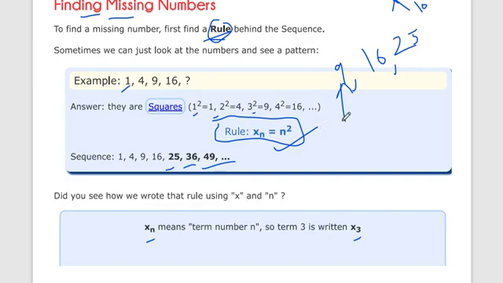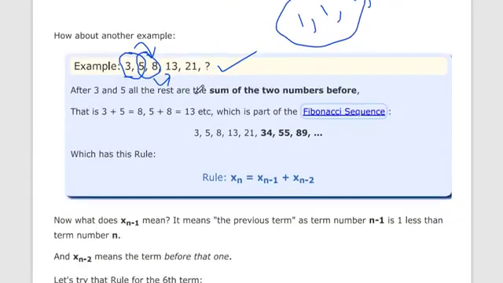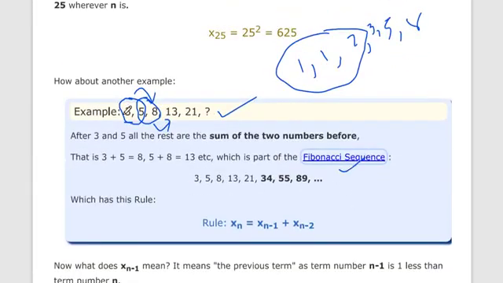The rule changes. It is a square, so we would make the rule xn is equal to n square, but we have to use n greater than or equal to 2, or you have to make a different rule for this sequence. So what the first term is, is also important. So this is the Fibonacci sequence.